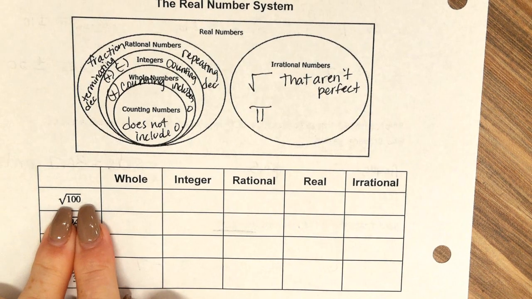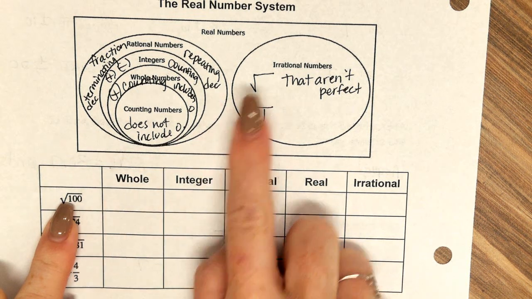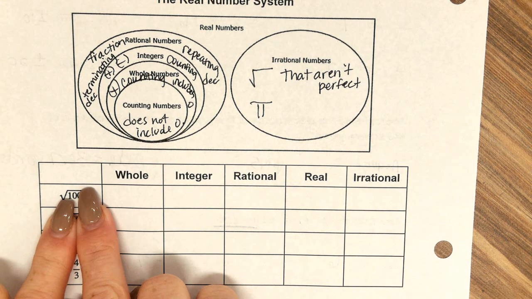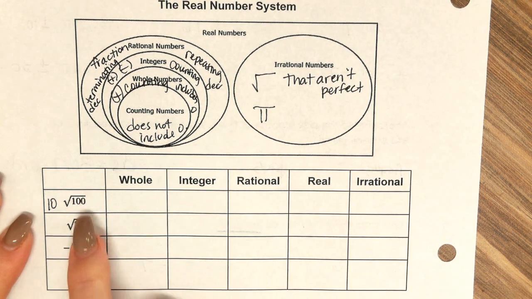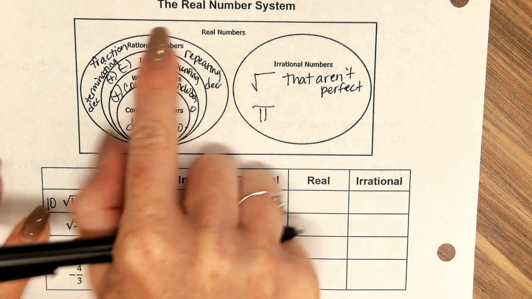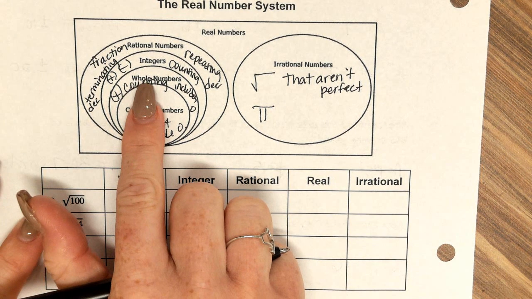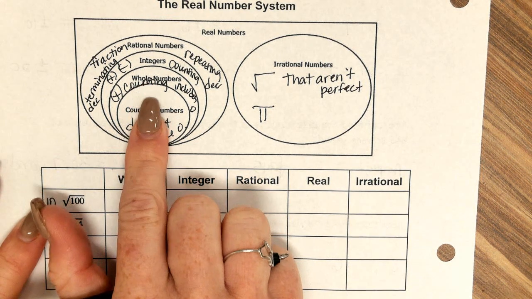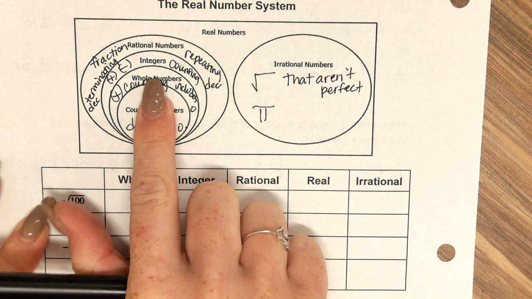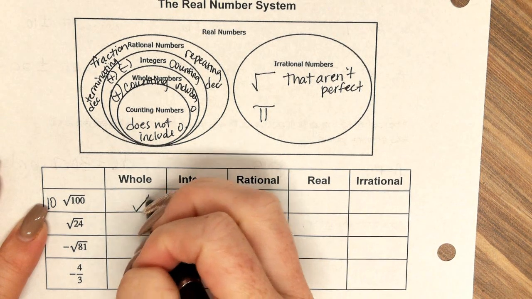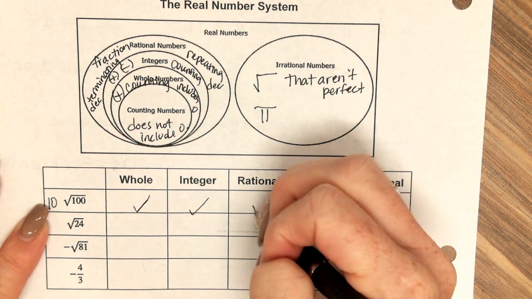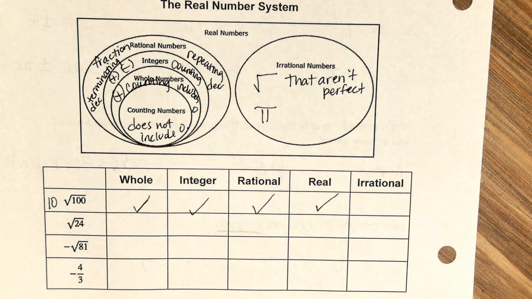The square root of 100. The first thing I do is ask myself, is it irrational? Meaning it's not perfect. Well, what is the square root of 100? 10. Write that down. We're not actually looking at the square root of 100. We're looking at 10. Where would 10 most specifically fall on this chart? It's a whole number. It's also counting, but did y'all see that's not here? So don't worry about counting. It's whole. So I'm going to check whole. Now, what else does whole belong to? Integer. What else? Rational. What else? Real. So if it's whole, it's going to have 4 check marks.